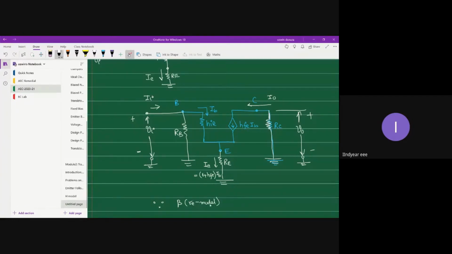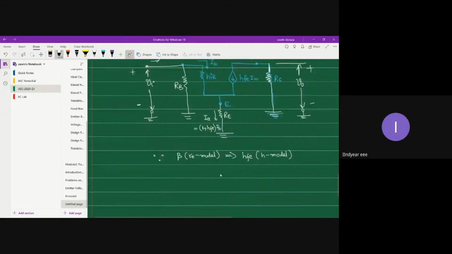Beta terminology, we use it in the RE model, and the analogous terminology in the H model is going to be HFE. So this is in the H model. What I have done is, your emitter current IE is 1 plus beta times IB, so in place of beta, I have substituted HFE. So IE is equal to 1 plus HFE times IB. That's all. Rest all remains the same.